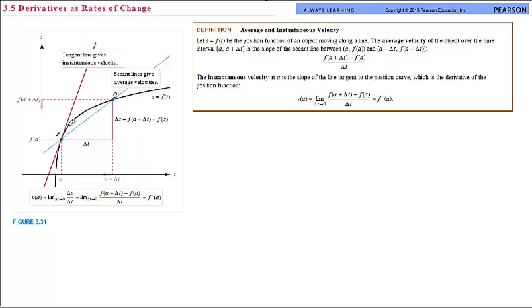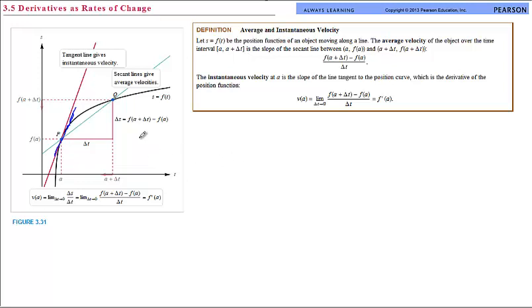Notice that if Q were, say, right here, then that secant line would look like this, and this average value of velocity would be much closer to the instantaneous velocity of this red line, which is what they're trying to show you here. So this secant line gives me the average velocities, and the tangent is going to give me that instantaneous velocity.